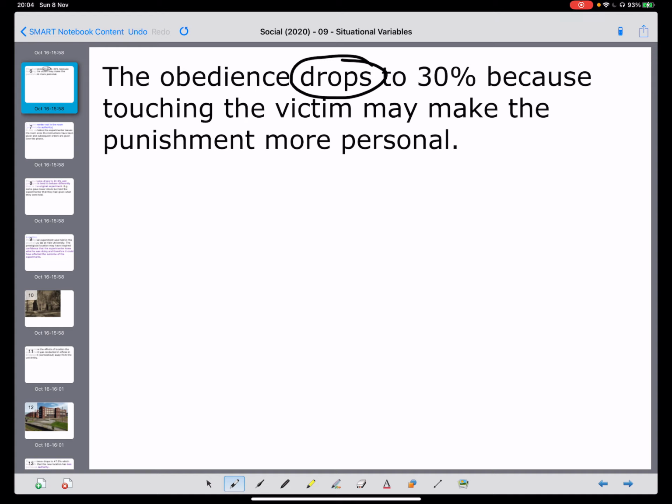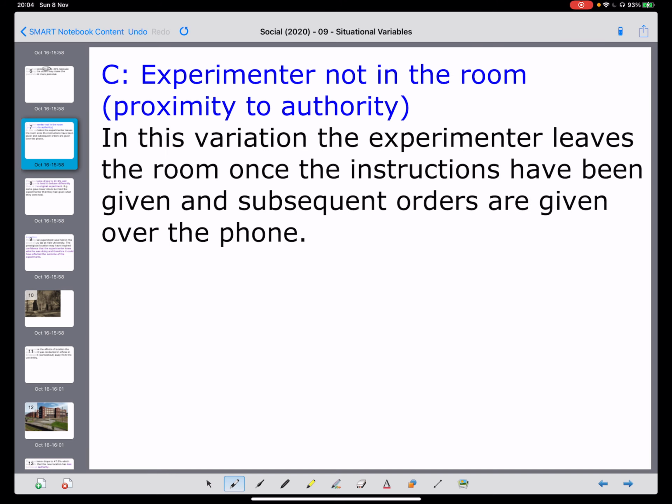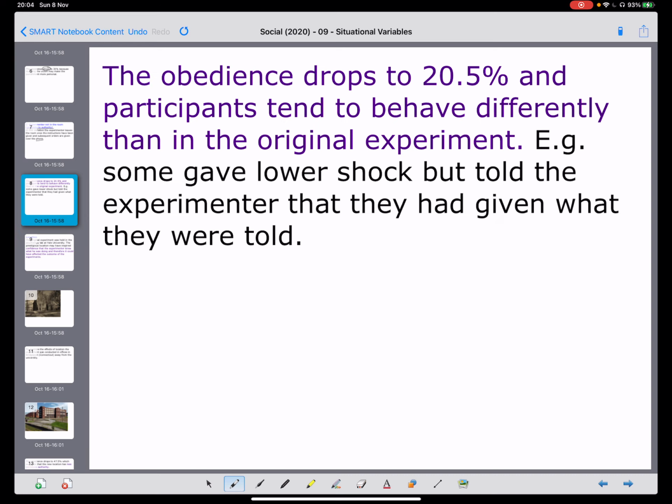But he also changed one more aspect of his research. This time, he wanted to see whether proximity to the authority, in other words, proximity to the experimenter, would change the outcome of the experiment. In this experiment, the experimenter gets called out of the room and says that they're going to give the instructions over the phone. In this case, we actually see one of the lowest forms of obedience, and it drops to 20.5%.